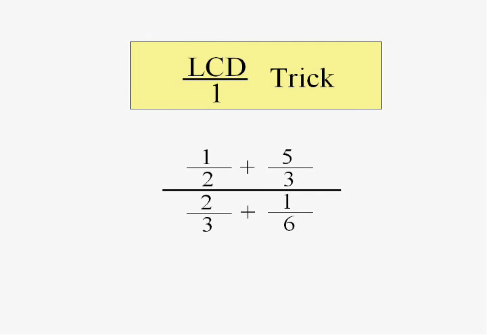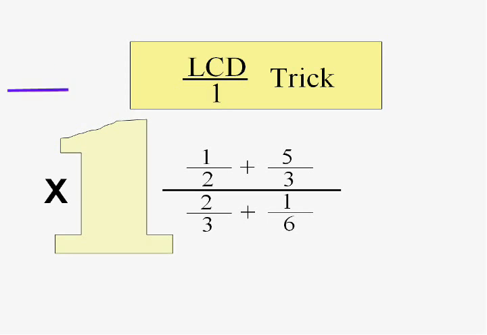Prepare to be astonished. I call this the LCD over 1 trick. We're going to take 6 and form it into the number 1. How are we going to do that? Well, recall that you can multiply anything by 1, in a fancy form. Remember, anything over itself is 1. 6 over 6 is 1, isn't it? LCD over 1 over LCD over 1 is 1.